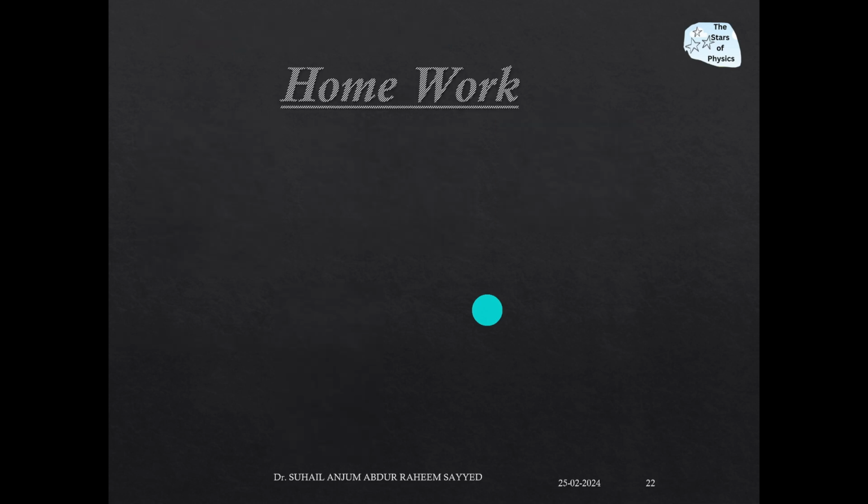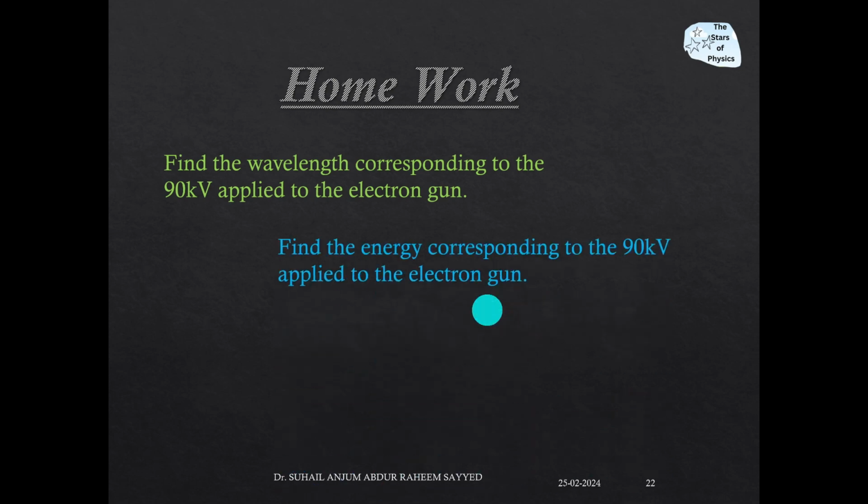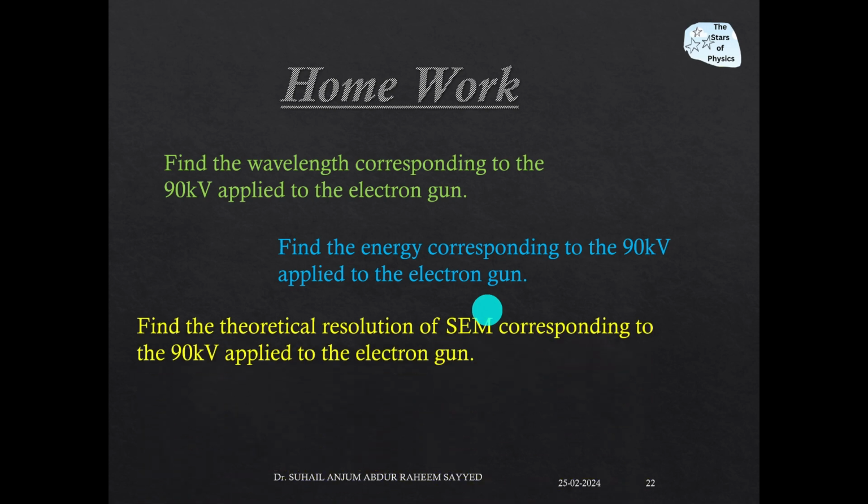Now I will give some homework. Find out the wavelength corresponding to 90 kilovolt, that is 90,000 volt applied to the electron gun. Then find the energy corresponding to 90 kilovolt applied to the electron gun. And find the theoretical resolution of SEM corresponding to 90 kilovolt applied to the electron gun. And one more thing: compare the optical microscope with the scanning electron microscope.